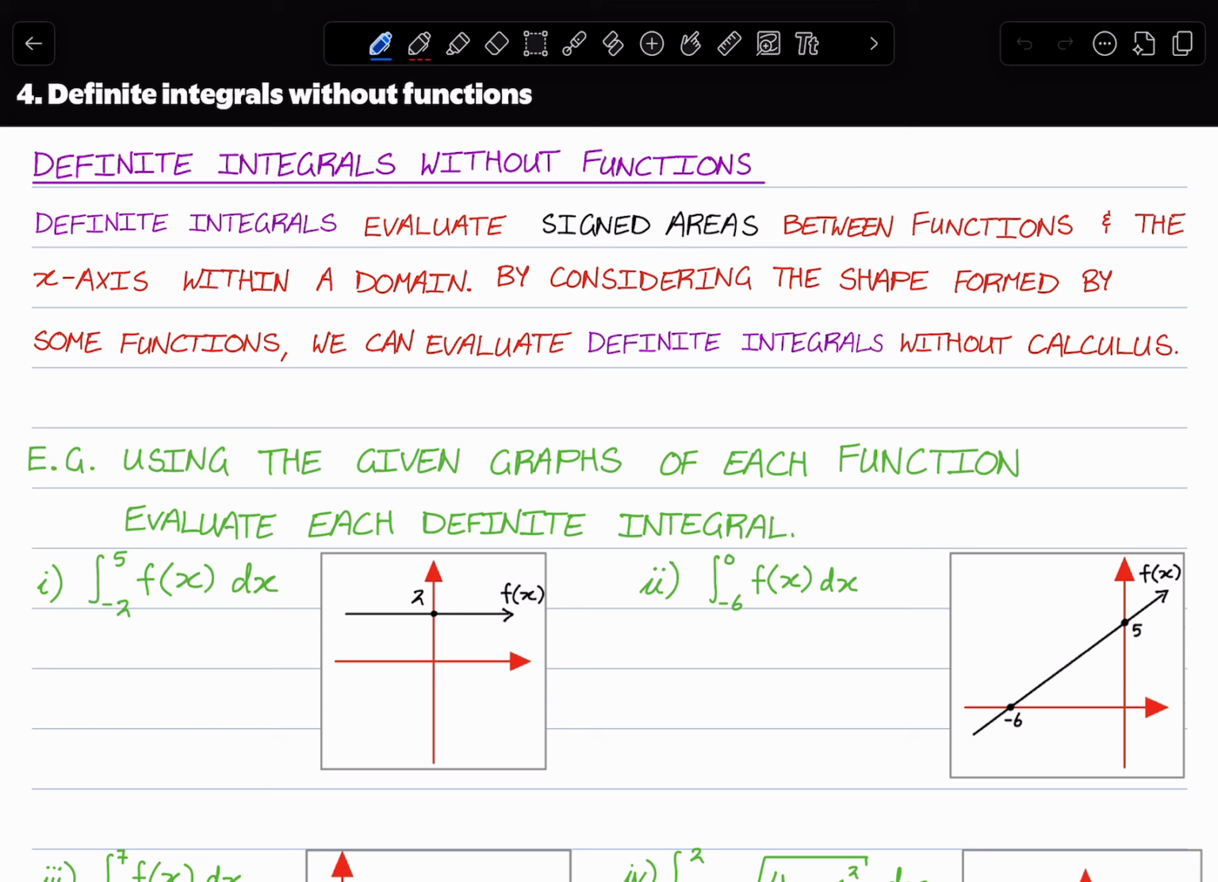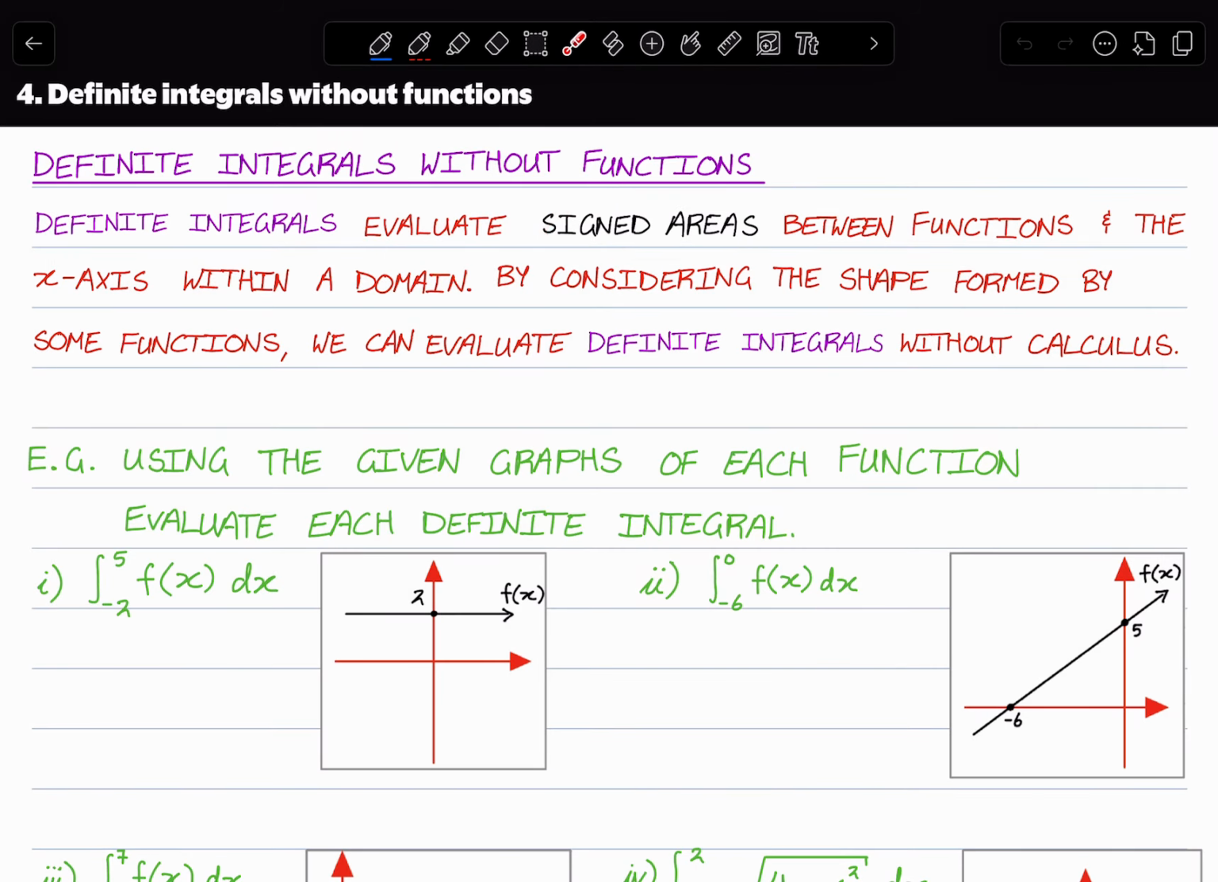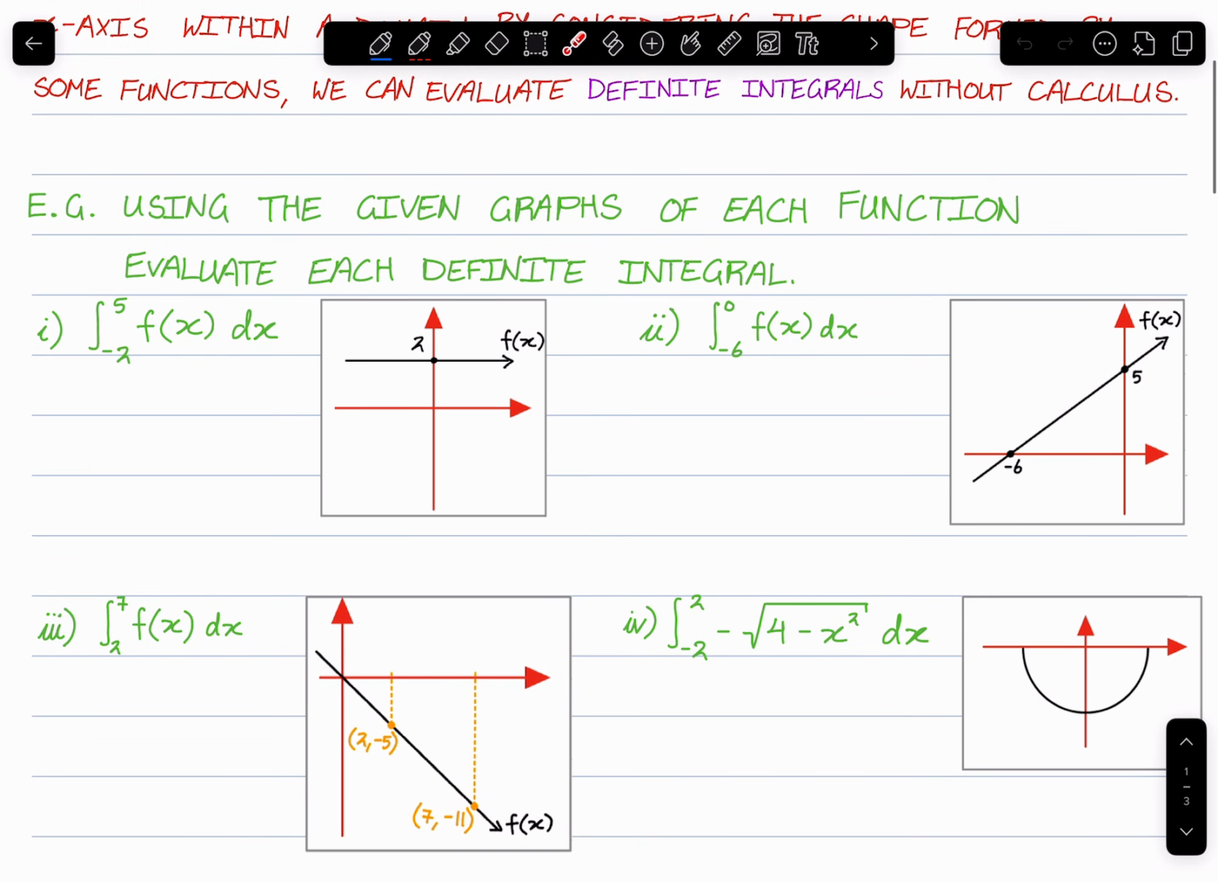Hello class, this is a video tutorial on definite integrals without functions. Definite integrals merely evaluate the signed areas between functions and the x-axis within a domain. By considering the shapes formed by some functions, we can evaluate definite integrals without any calculus. So let me demonstrate what we mean.